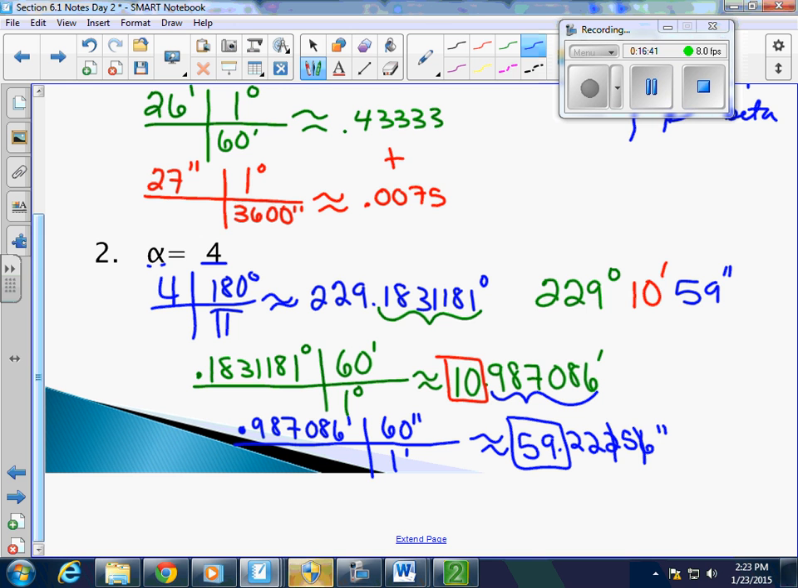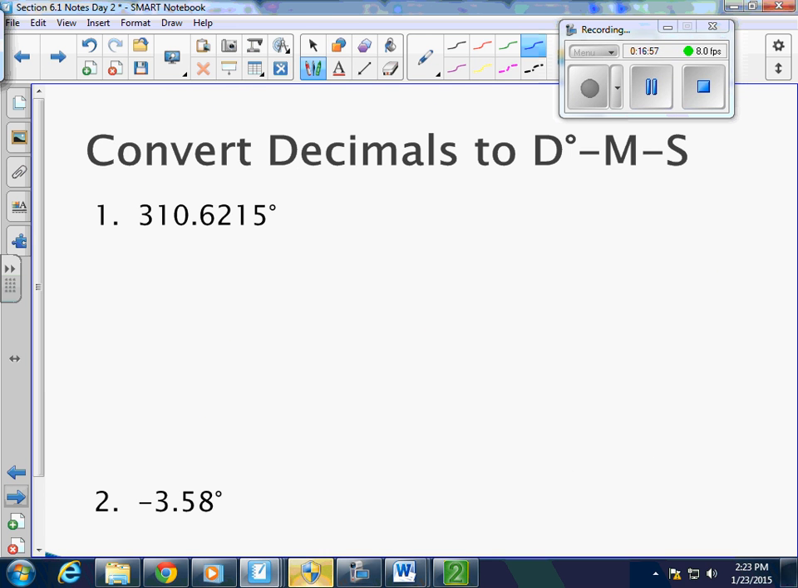This is something that there's a couple more examples of in your book. If you're having questions, make sure you refer back to the notes, the book, Google it, look for some YouTube stuff to help you with that. But for one more example, why don't you try number 1? Convert that to degrees, minutes, and seconds.